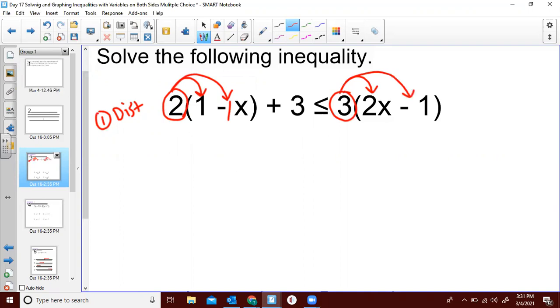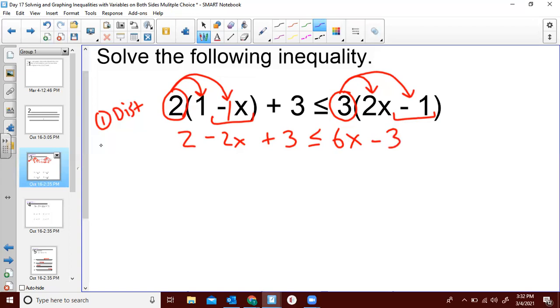So 2 times 1 is just 2. 2 times a negative, don't forget about that sign, is going to be a negative 2x. Bring down what we didn't use, which would be this plus 3. Don't forget your inequality sign. 3 times 2 is 6. Don't forget about the x. And 3 times a negative 1. Do not forget about that sign. All right. So from here, sorry, that's a negative 3. Hopefully some of you guys caught that right away.